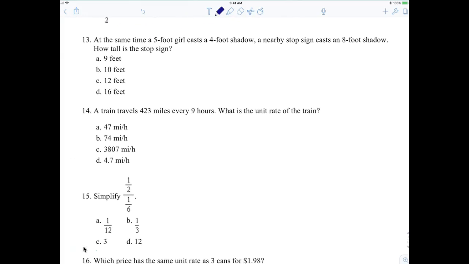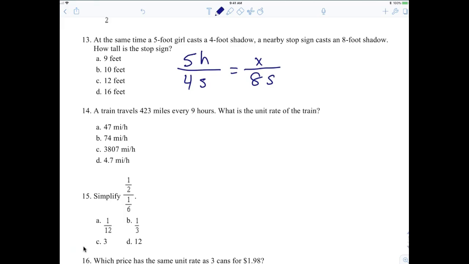All right, here we go. 13. At the same time, a 5-foot girl casts a 4-foot shadow. So we're going to set it up like we did yesterday. It'd be 5 foot high, cast a 4-foot shadow, and that's how I'd like you to set it up. Equals. Now it says a nearby stop sign casts an 8-foot shadow. That would go on the bottom, and X would be on the top.